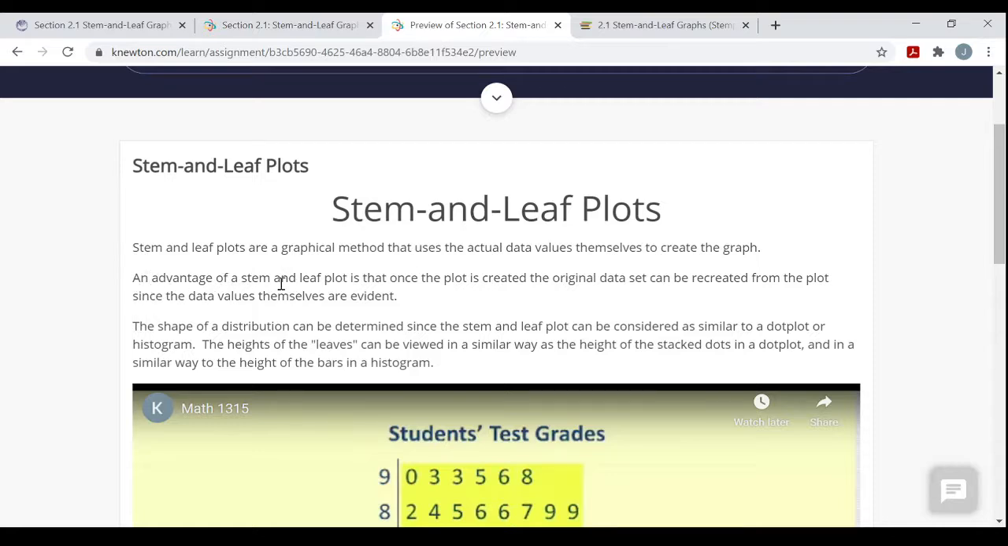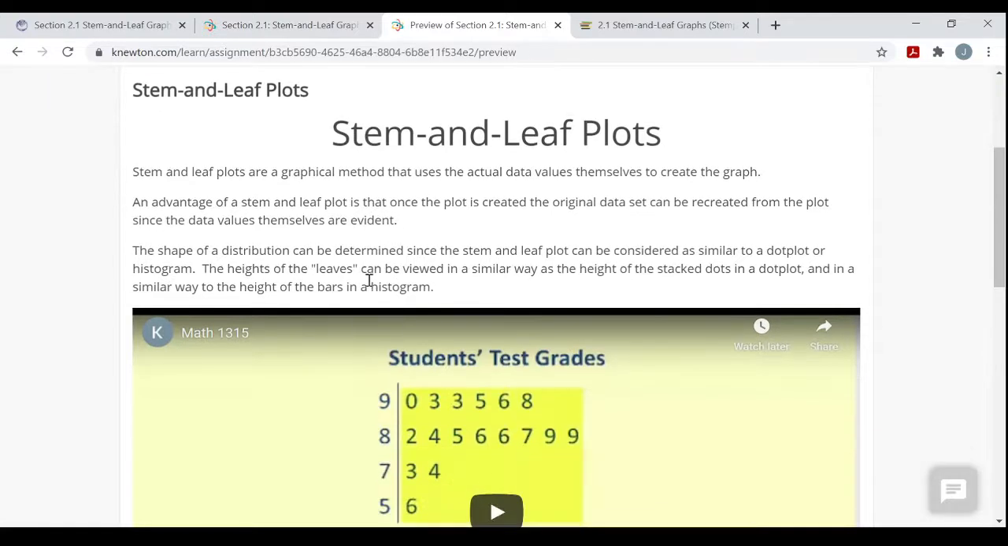An advantage of a stem and leaf plot is that once the plot is created, the original data set can be recreated from the plot, since the data values themselves are evident, right? Meaning you can see the actual data in the graph. The shape of a distribution can be determined since the stem and leaf plot can be considered as similar to a dot plot or a histogram. We'll see what a histogram is in a later section.